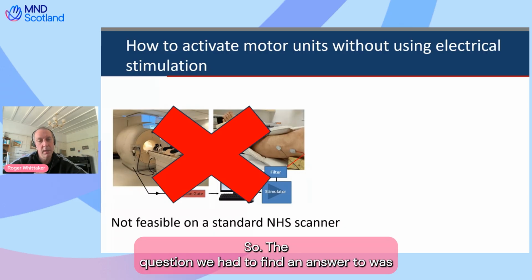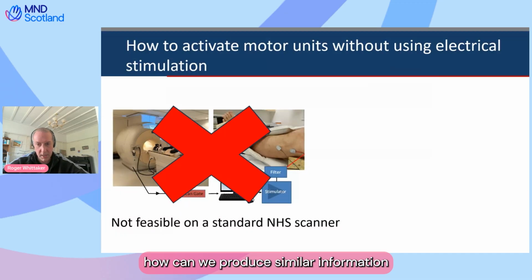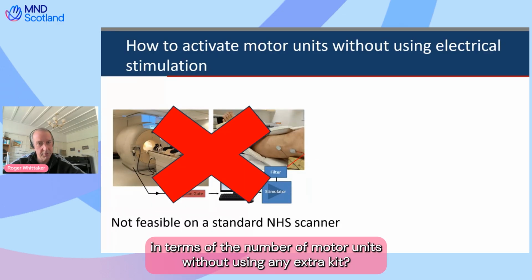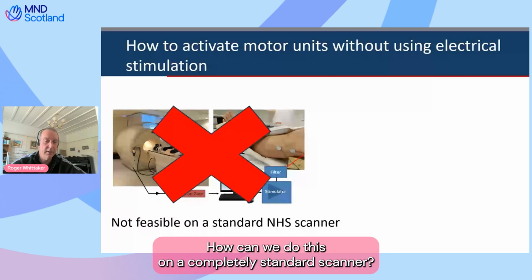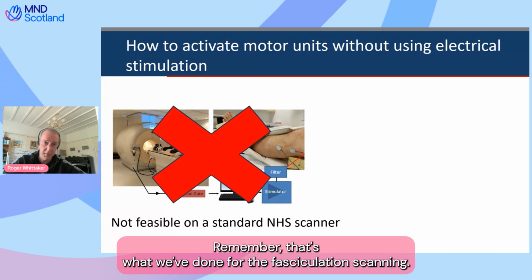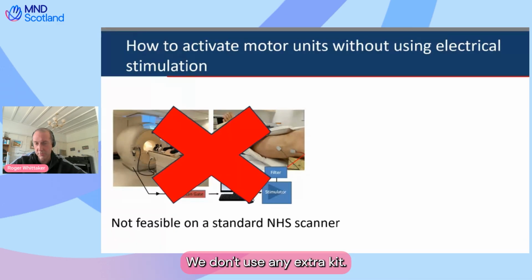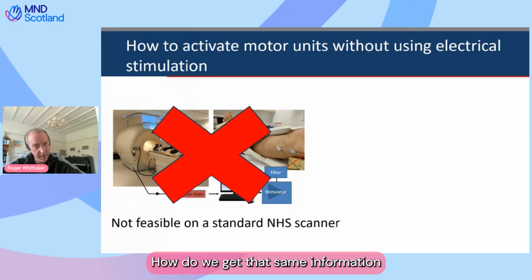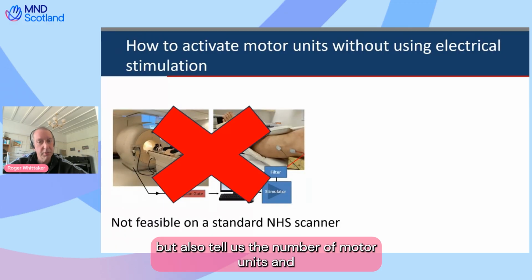So the question we had to find an answer to was, how can we produce similar information in terms of the number of motor units without using any extra kit? How can we do this on a completely standard scanner? Remember, that's what we've done for the fasciculation scanning. We don't use any extra kit. It's a completely standard scanner. How do we get that same information, but also tell us the number of motor units?